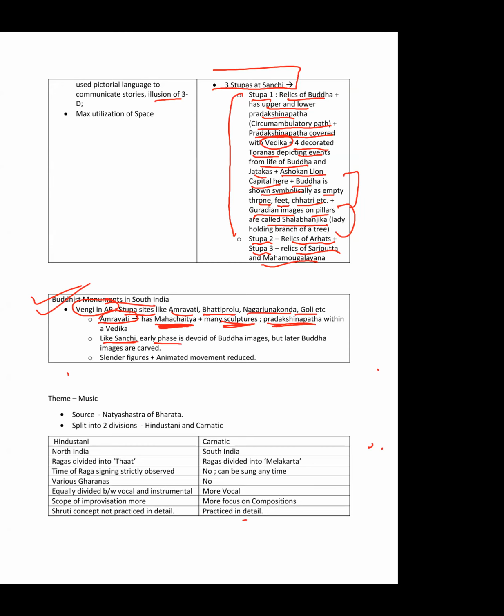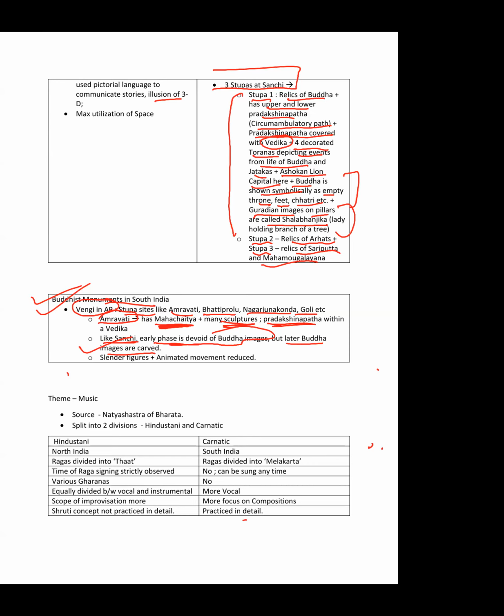Like Sanchi, the early phase is devoid of Buddha images, but later Buddha images are carved, right? Because as and when the influence of Kushanas increased, their tilt toward Mahayana Buddhism increased, and naturally Mahayana Buddhism started to gain importance. The phase shifted towards Buddha images, right? So it happened at Sanchi as well as it happened at Amravati.